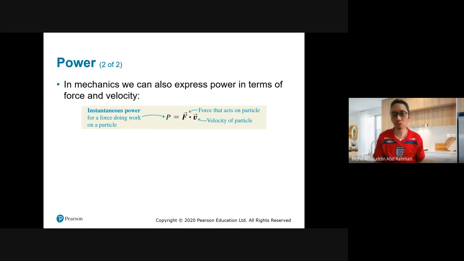All right, so in mechanics, we can also express power in terms of force and velocity. So the power is equal to F dot V, right? F dot V. So F is the force that acts on the particle and V is the velocity of the particle. So we obtain P as the instantaneous power. All right, so that's it for today. Any question? So we already finished up to chapter 6.